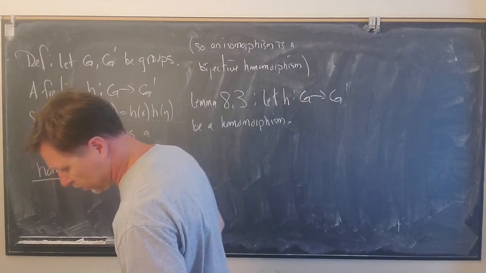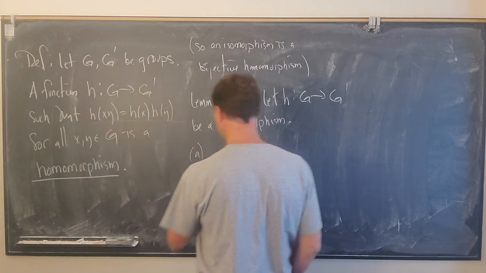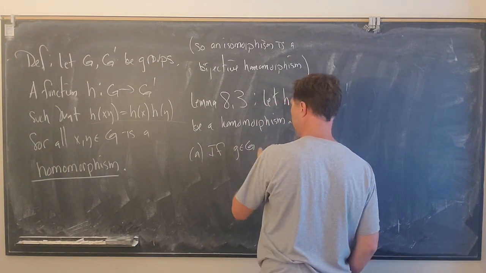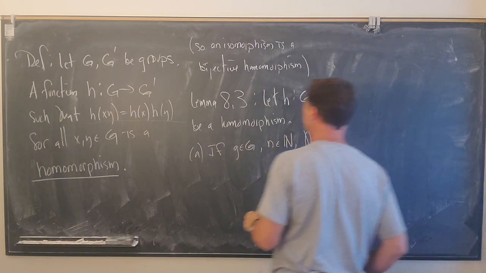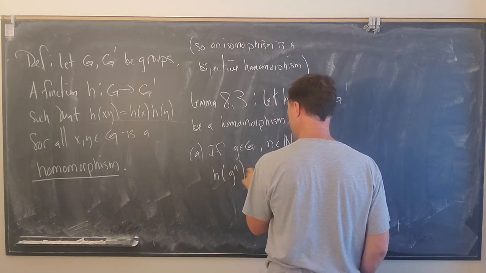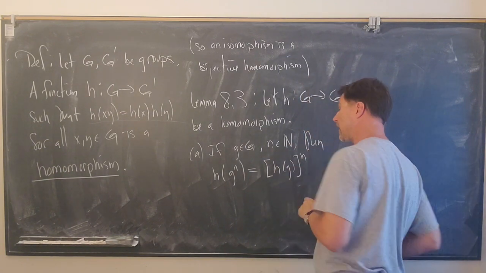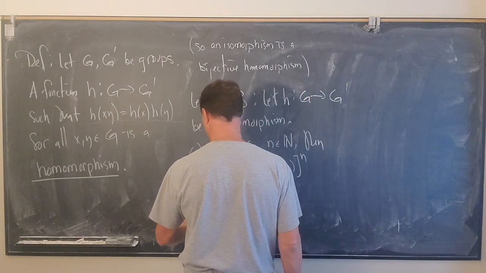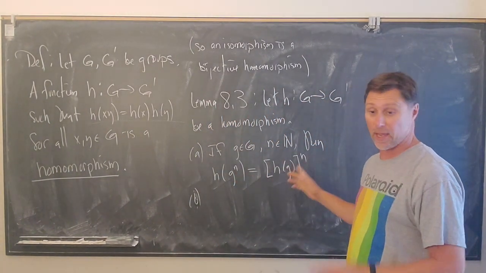There are three parts to this. The first one: if little g is in capital G and little n is a natural number, then h of little g to the n is equal to h of g all raised to the n. So this first part of the lemma says that you can apply exponentiation inside the parentheses or outside and you'll get the same result.